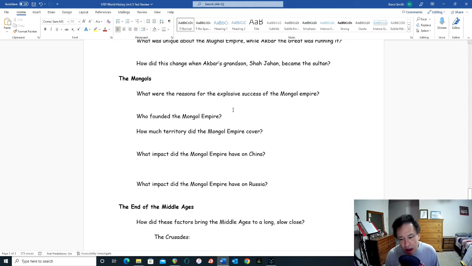We also studied the Mongols. What were the reasons for the explosive success of the Mongol Empire? Remember that the Mongols displayed great skill in the use of horses and arrows. It made them very, very successful militarily. They made a very effective use of fear and terror, but they were also religiously and culturally tolerant.